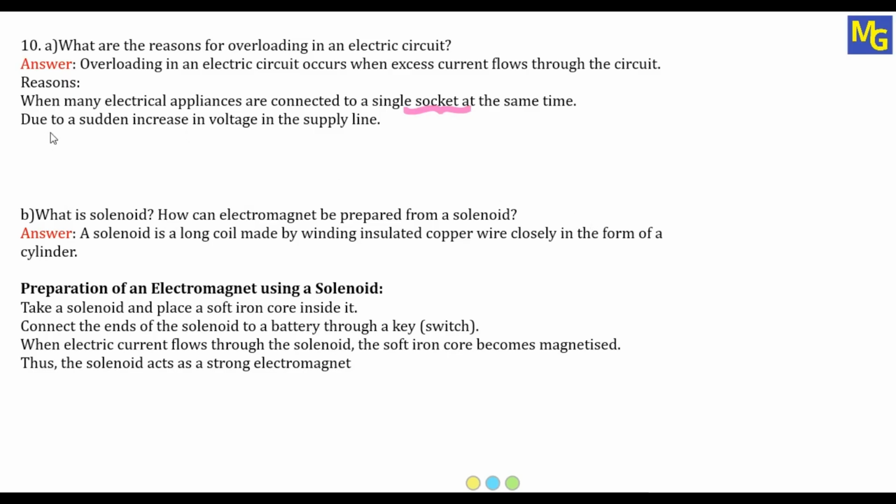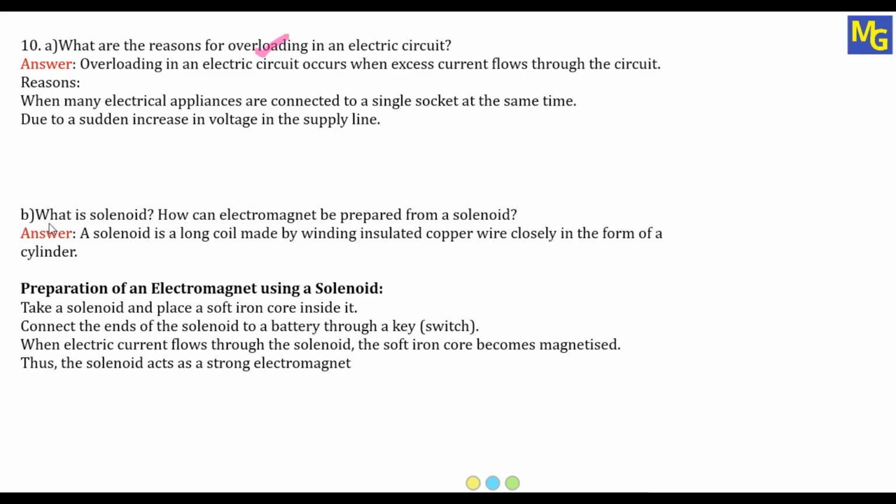Then the second is a sudden increase in the voltage in the supply line. From the direct supply, whatever supply we are getting into the houses, if there is a sudden increase in the voltage, then also you can see this overloading. So these are the reasons for overloading.